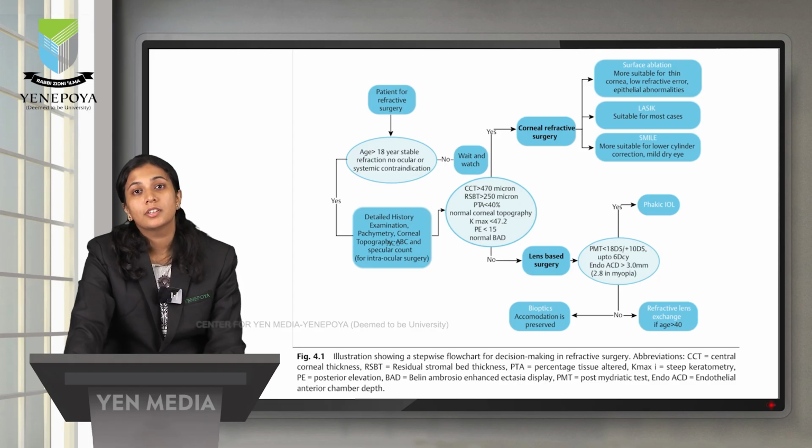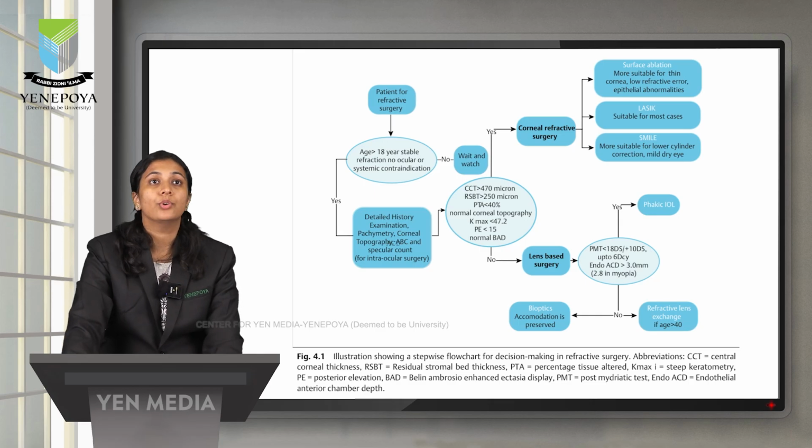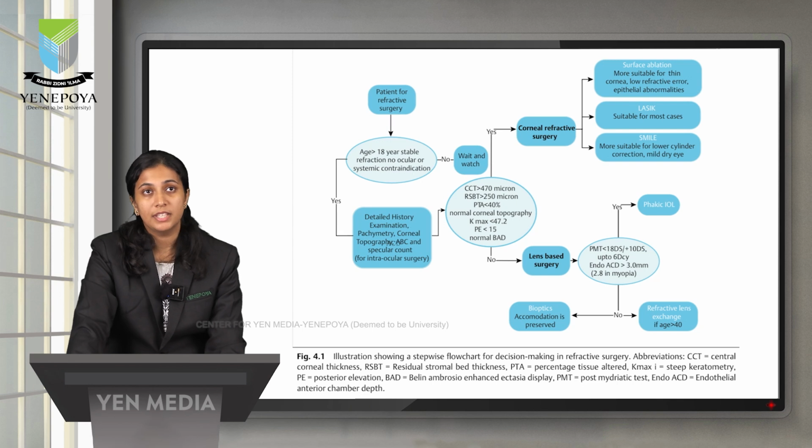Now this is an overall summary of how you deal with a patient once the patient comes to the OPD. If a patient comes for a refractive surgery, you check if the patient is above 18 years of age, has stable refraction and no contraindication. If these criteria are not met, you ask the patient to wait and watch. If these criteria are met, you take a detailed history, examination, pachymetry, corneal topography, anterior chamber depth and specular count.